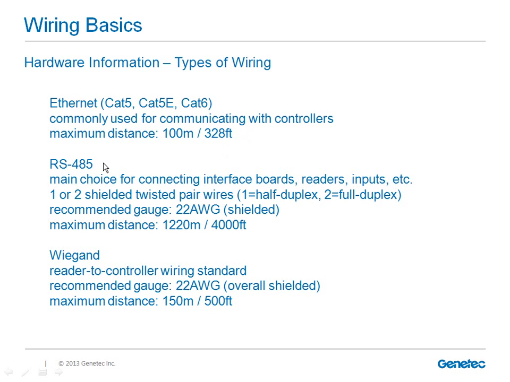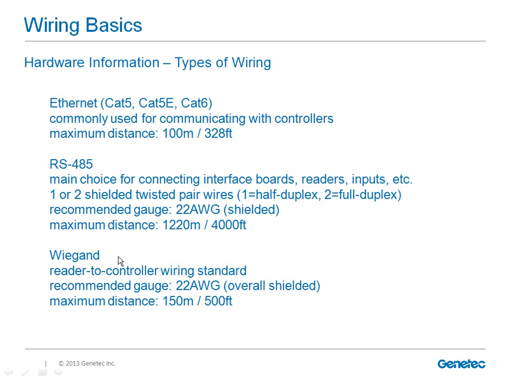RS485 is our primary choice for connecting interface boards, inputs, and pretty much anything else that's wired to the controller or the interface panel. It's one or two shielded twisted pair wires with a maximum distance of 4,000 feet. Single wire is half duplex and can be considered as one line that both parties must use to communicate, so if one side is transmitting information, the other must wait until the line is free. Full duplex, or two-wire, means that there's two lines, so both sides can transmit information at the same time, like two people talking on the phone.